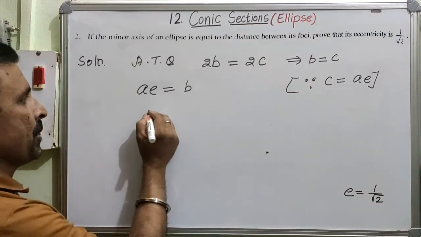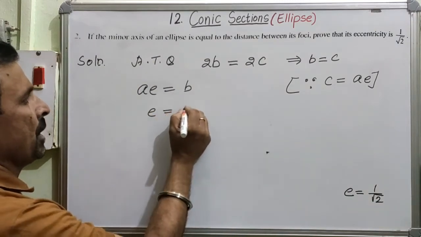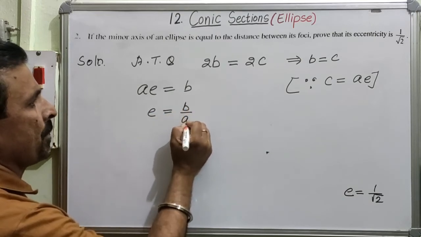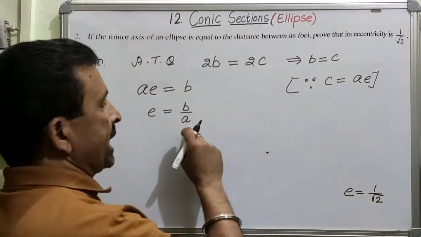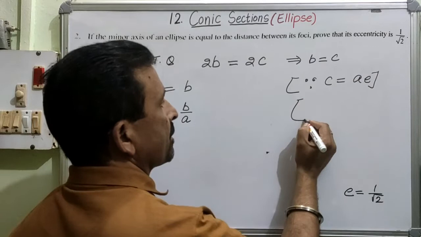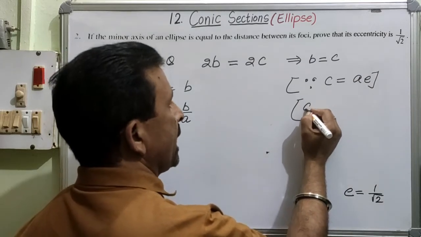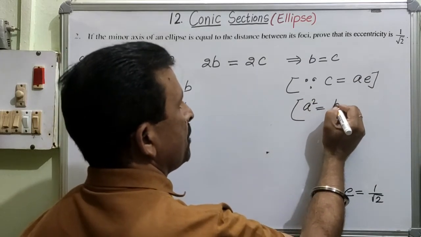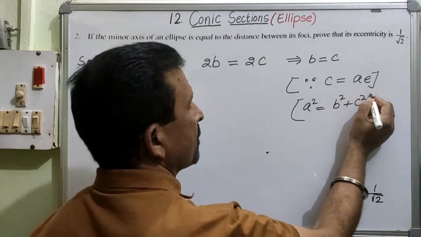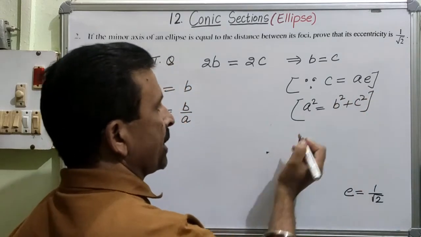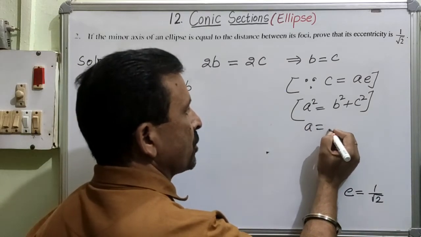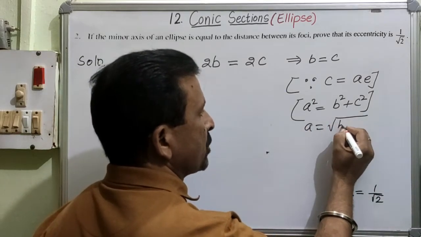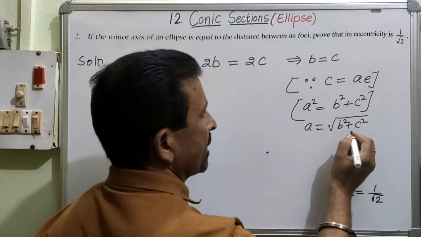And from here we can have e equal to b over a. Is it okay? Now we know what a is. We also know that a square is equal to b square plus c square, right? We know this result. From here we can have the value for a, and therefore we can write a is equal to root over b square plus c square, right?